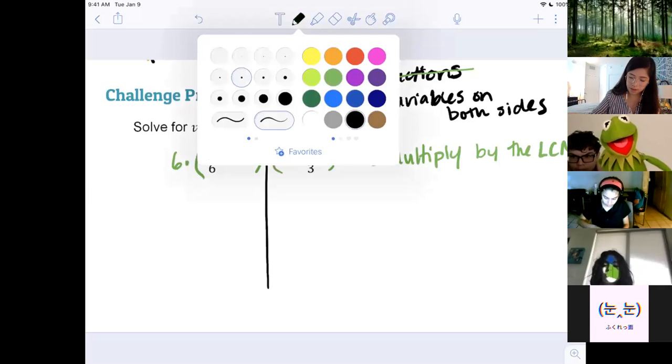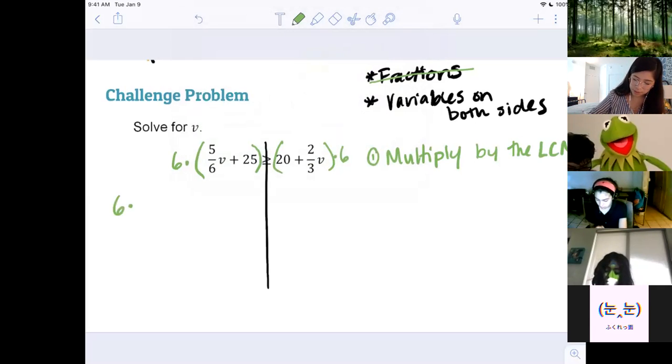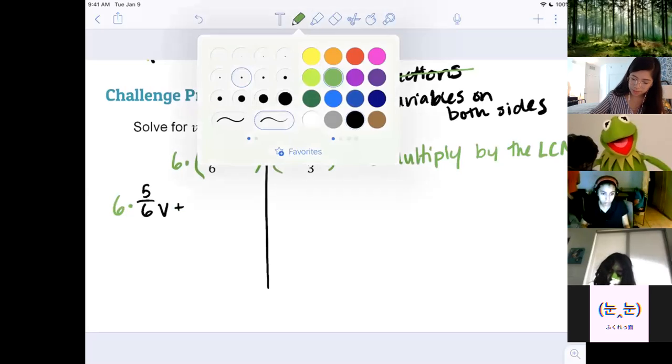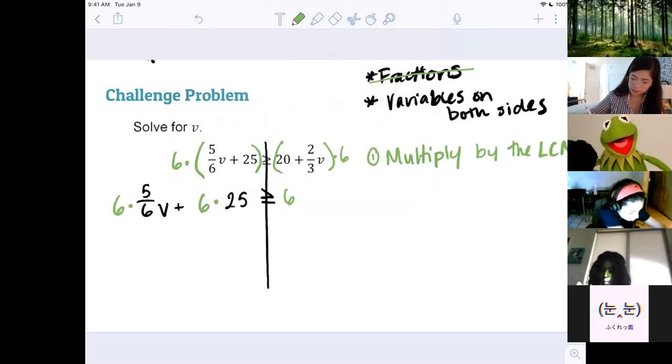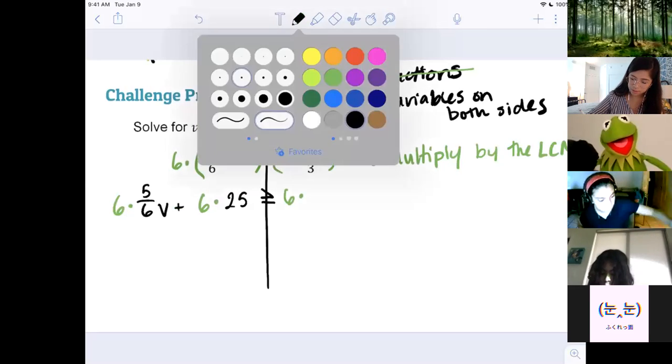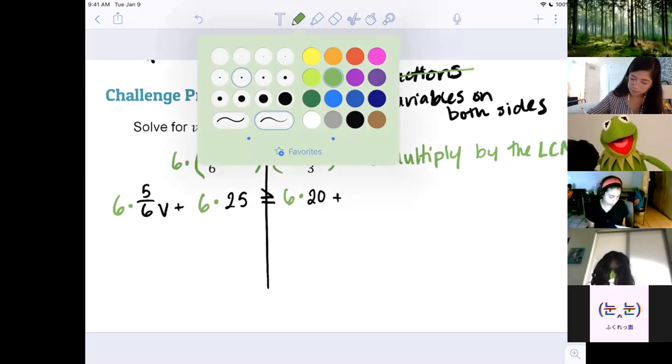Okay. I'm going to split it all up so that it's very clear. I just want to make sure that everybody knows exactly what's going on. So we're doing 6 times 5 over 6V. And if you already know how to do this, just do it yourself. Go for it. Don't wait for me. Then we have 6 times 25. I keep my symbol the same. Then I have 6 times 20. And then I have 6 times 2/3 V.